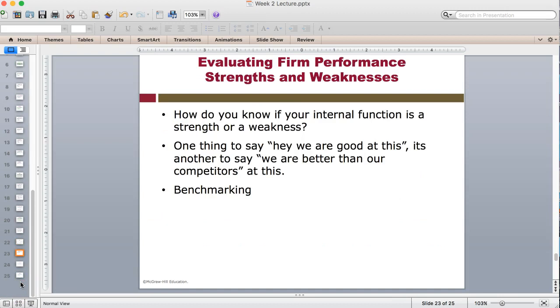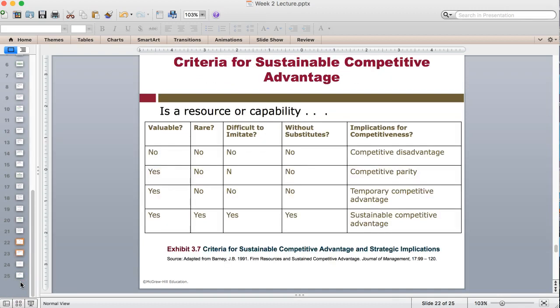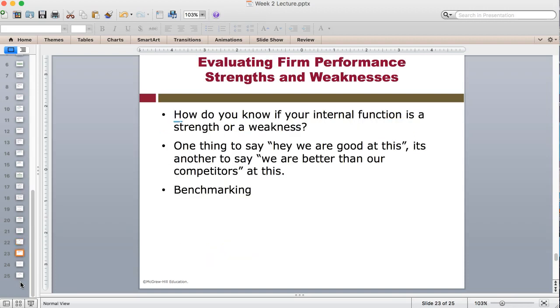Now, one of the things, so for this week, your assignment is to look at the value chain, to determine what it is, to look at the functions that you have come up with, and decide and talk about what the company does in each of those areas. How do they function in that function, so to speak?